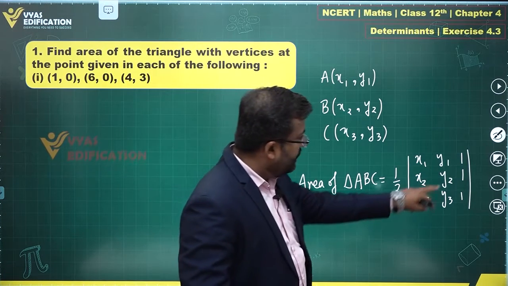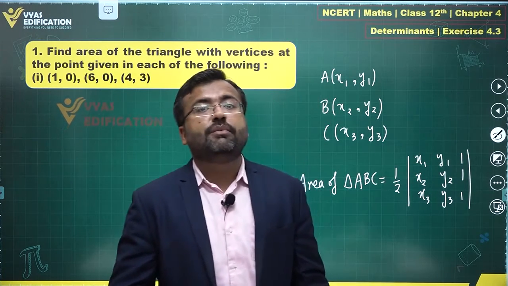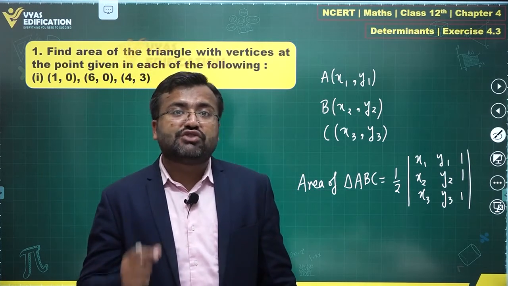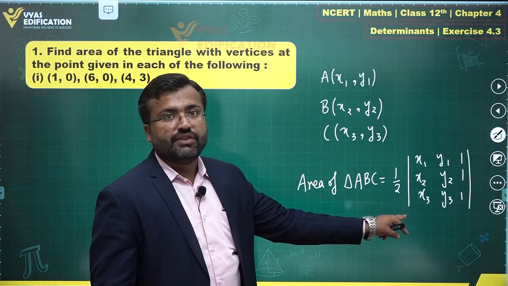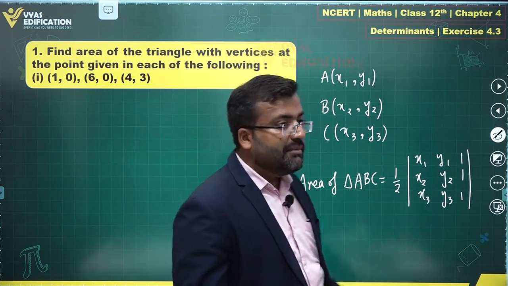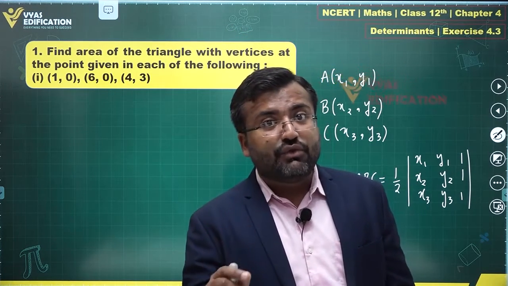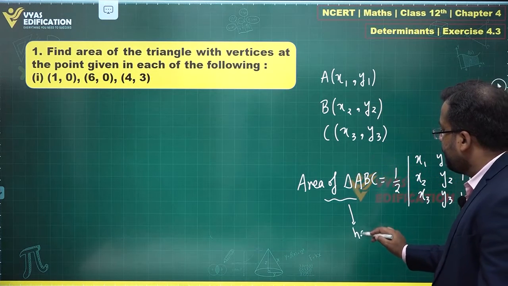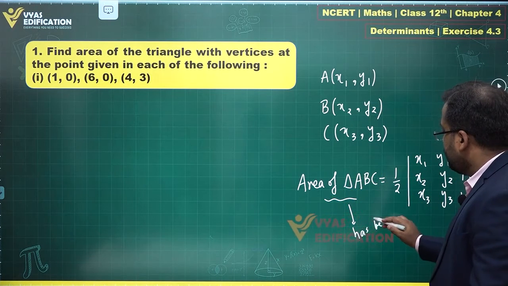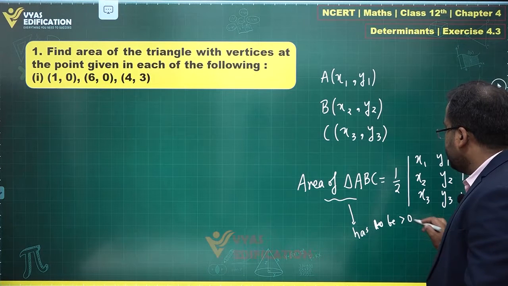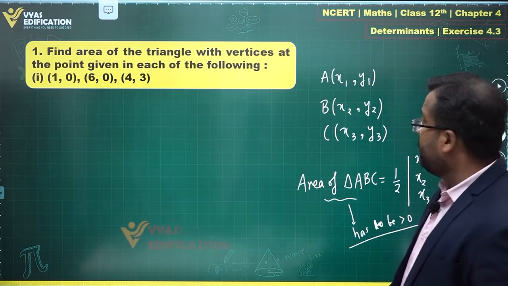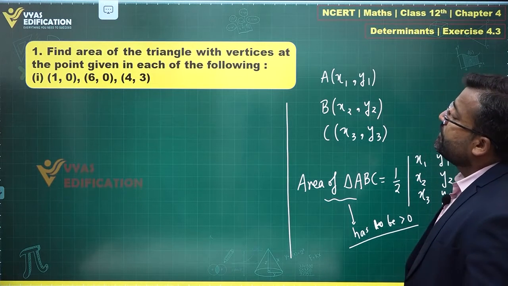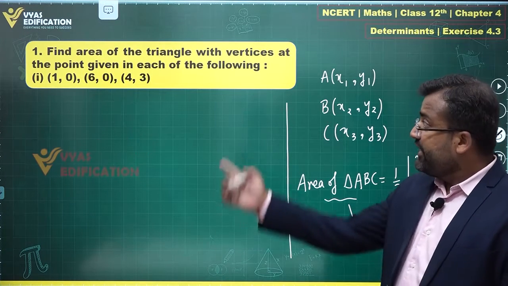Mind you, this value of the determinant may come out to be negative. But remember that area is positive, so you'll have to take the absolute value of this. This particular determinant may come out to be negative, so in that case, you'll have to focus on taking the absolute value since area has to be greater than 0. So in case you get a negative answer, convert that into positive by taking the absolute value. Okay, so let's try to find that area.